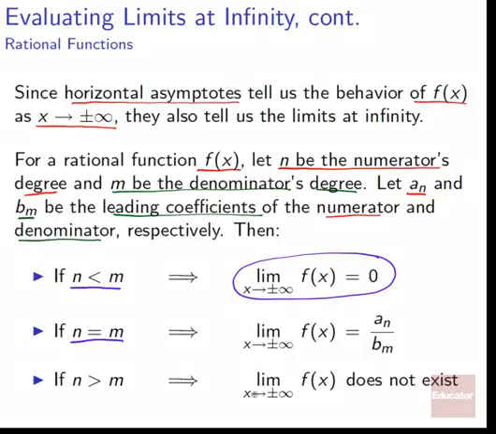If n equals m, then the limit as x goes to positive or negative infinity of f of x is equal to a_n divided by b_m. The growth rate on the top and the bottom is the same because they have the same leading exponent, so now it's a question of what is the ratio of the coefficients in front of them.